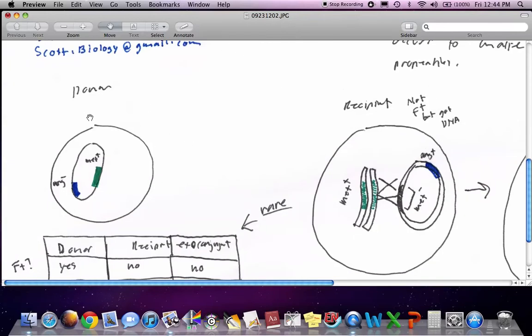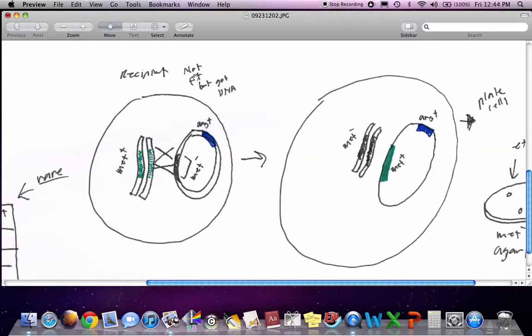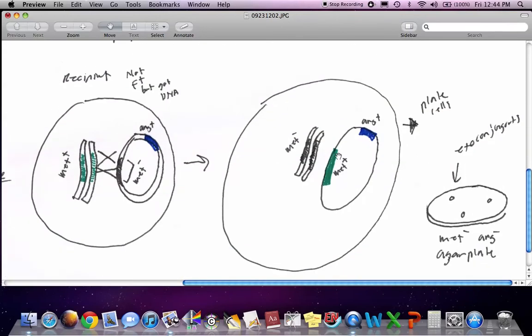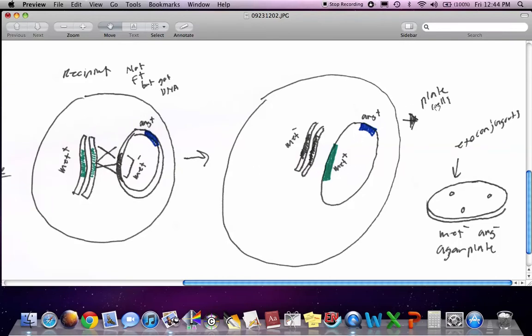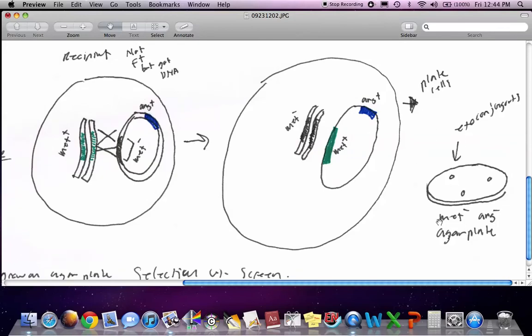These are two different strains, and the recipient is not F plus, but it got some DNA. And then it recombined, so the DNA needs to go in and then recombine. After recombination occurred, this is what it looks like: Met minus is on this chunk, and Met plus is on that chunk. And this is the genomic chromosome of the bacteria, the genomic circular DNA, I just drew it simple. Then you plate all these cells on special agar plates called methionine minus, arginine plus agar plates, and the bacteria that grow are called exconjugants.